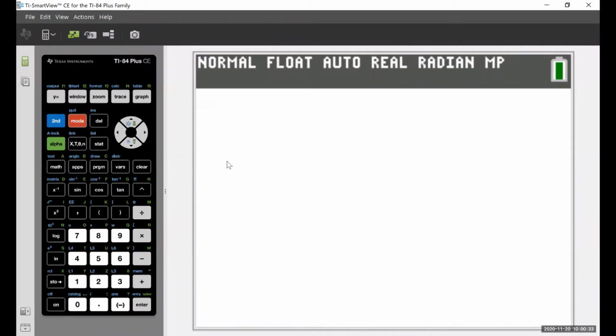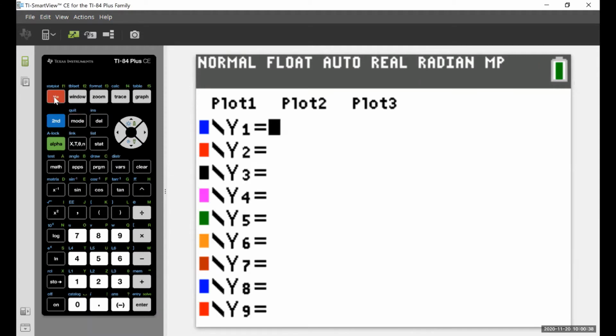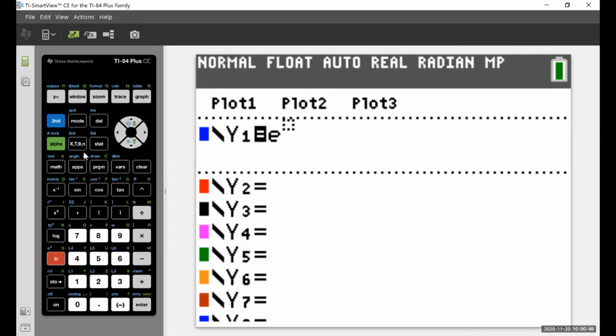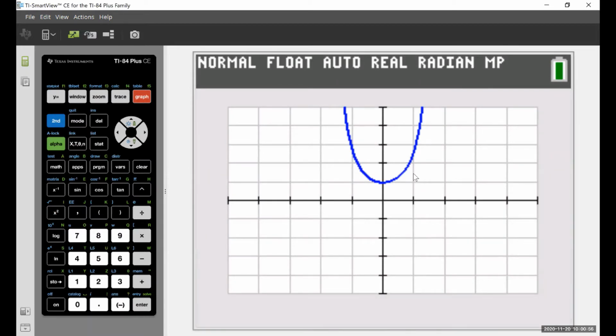Here is my TI-84 calculator. For the first part, we go to Y equals and enter the function, which is e raised to x squared. So I'm going to enter that function and create a graph for it. This is the graph of the function e raised to x squared. We are going to evaluate the definite integral under this curve from 0 through 1. That is also the area from x equals 0 to x equals 1.